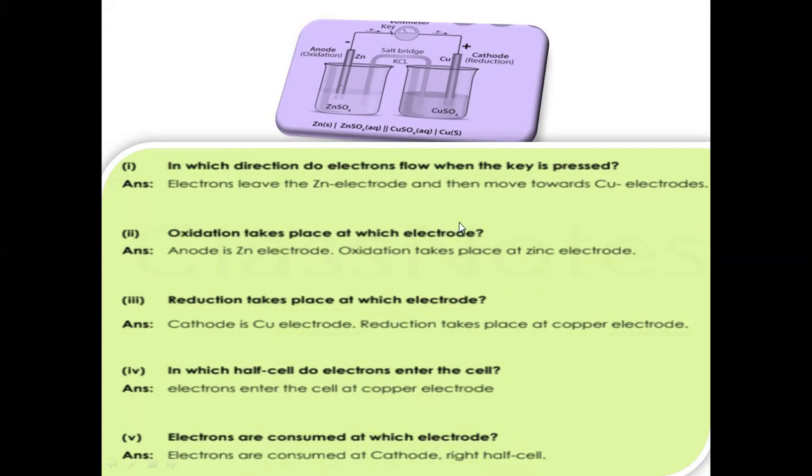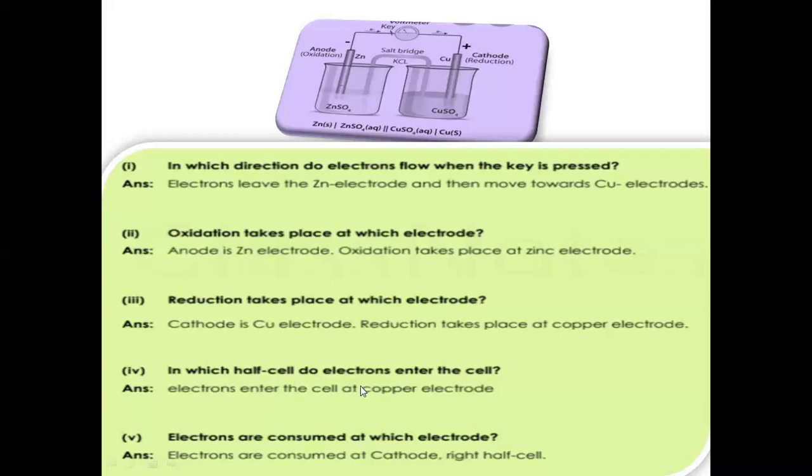Oxidation takes place at which electrode? Oxidation always takes place at the anode, which is the zinc electrode. Reduction takes place at which electrode? Reduction always takes place at the cathode, which is negatively charged in an electrolytic cell. In this case, it is the positively charged electrode. Then, in which half cell do electrons enter the cell? Electrons enter the cell at the copper electrode. Because zinc is losing electrons, they will move from zinc and enter into the cathode, which is made of copper in this case.